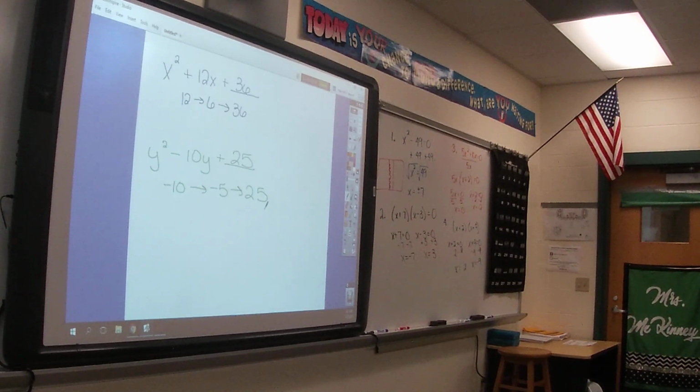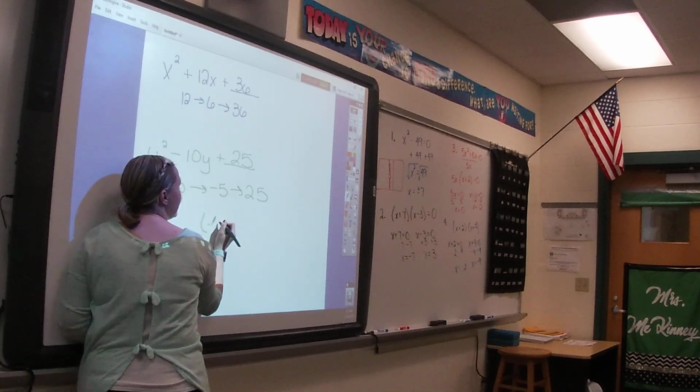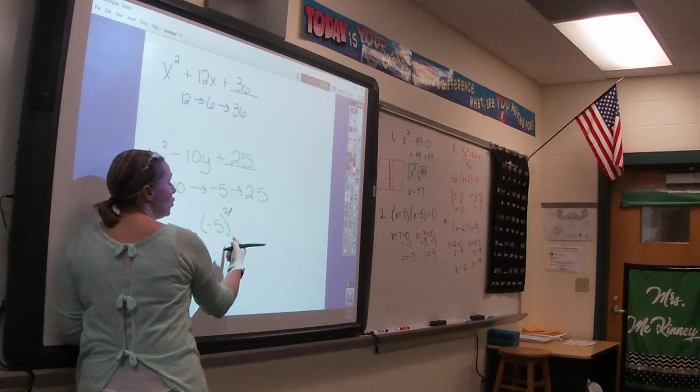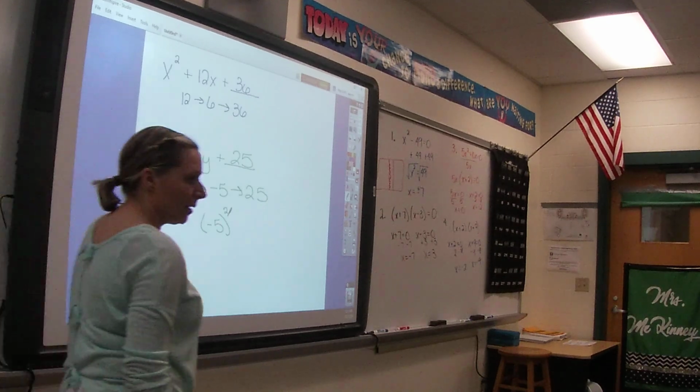Sometimes these numbers can get large, so don't be scared to use a calculator. Just make sure if you're typing a negative in your calculator to square it, you put it in parentheses so you make sure you get out the positive value. Or just use your brain, right? Anything squared is positive. Okay?